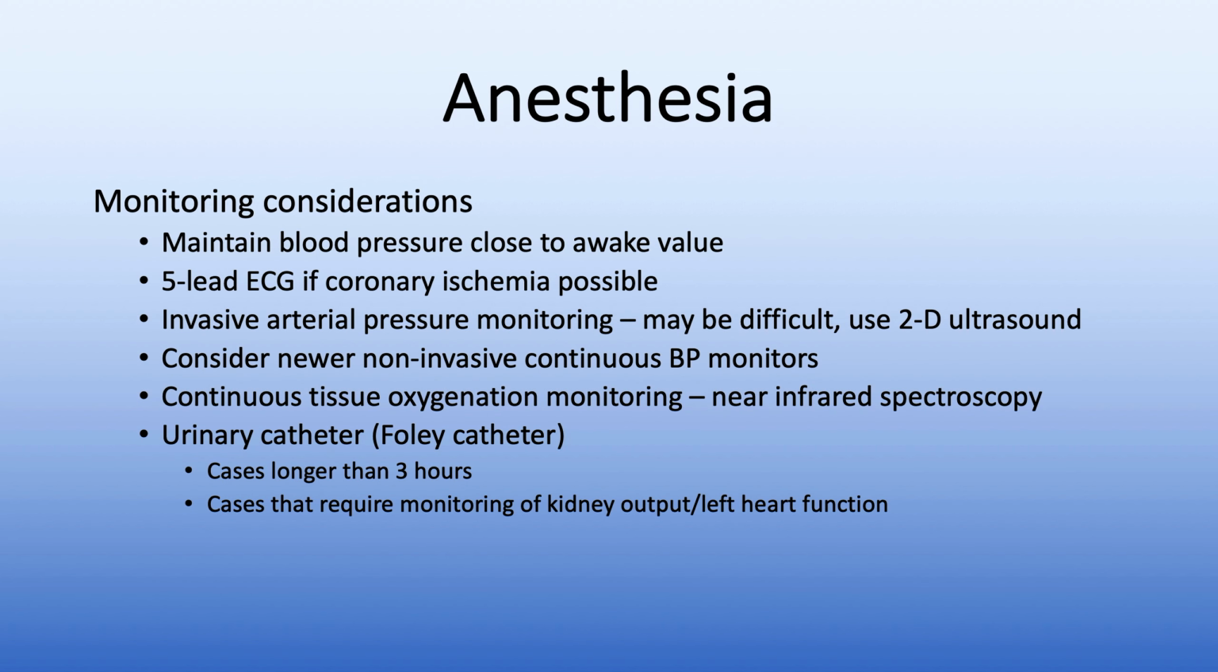Considerations for monitoring during anesthesia include maintaining the blood pressure close to what the value is when they're awake, running a 5-lead ECG during anesthesia just so we can be aware of any parts of the heart that may not be getting enough blood flow. Invasive arterial pressure monitoring can be difficult because sometimes the arteries are just not straight enough to put a catheter in. We can use the ultrasound machine to see if the arteries are straight or if there is a portion of them that may be adequate for placing an arterial line.